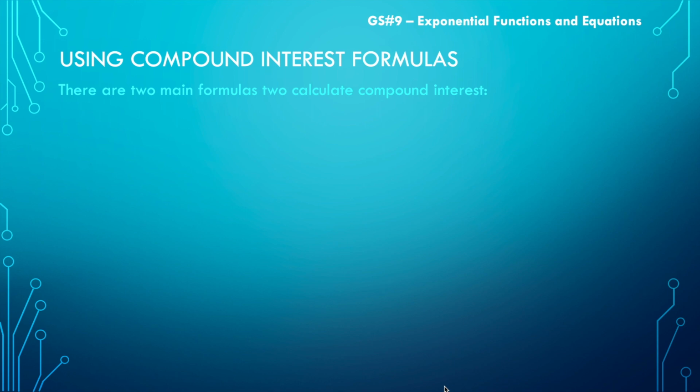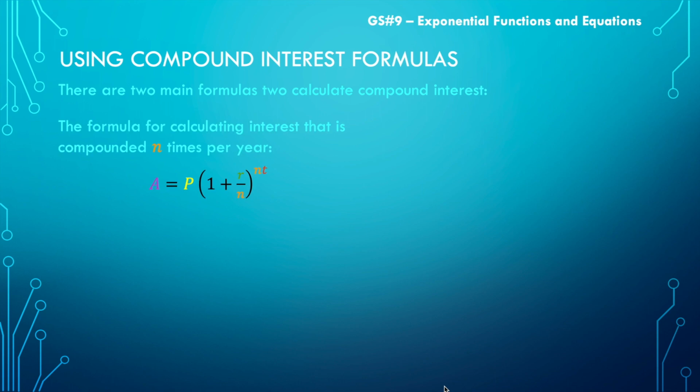There are really two main formulas that calculate compound interest. One of the formulas is for calculating interest that is compounded n times per year, a specific number of times per year. That formula is A equals P times the quantity 1 plus r over n, and that quantity is raised to the product of n times t. Oh my gosh, a lot of letters. Why are there letters in math? Well, you'll see in a second.